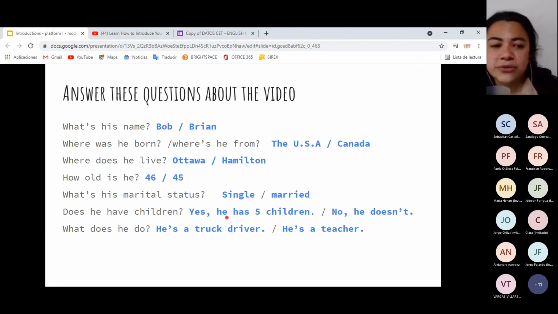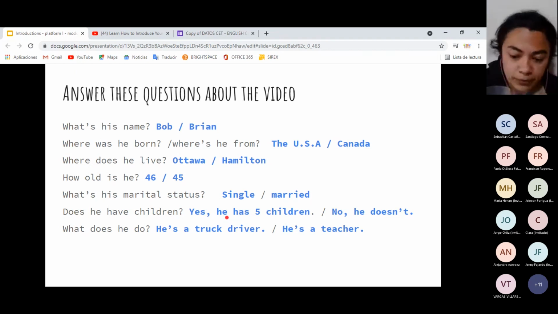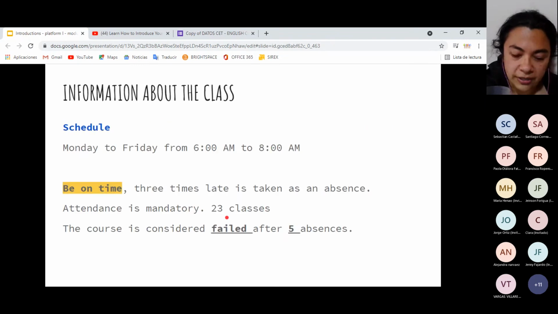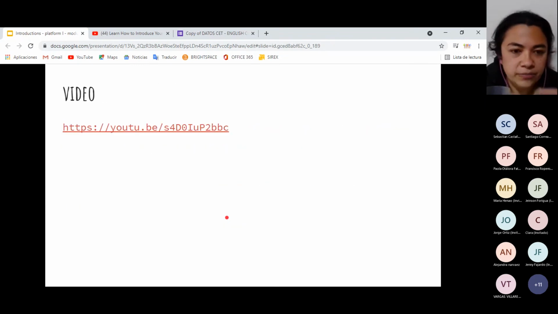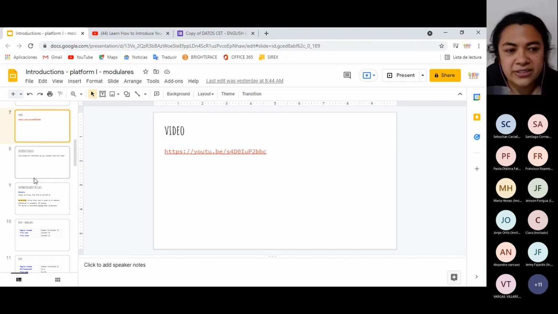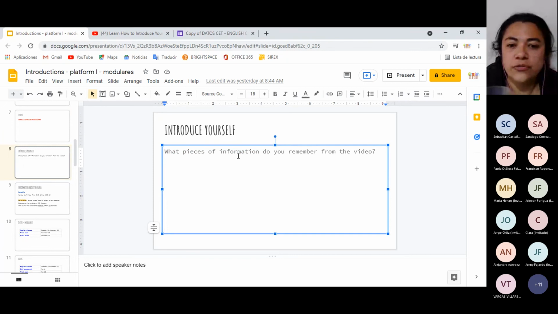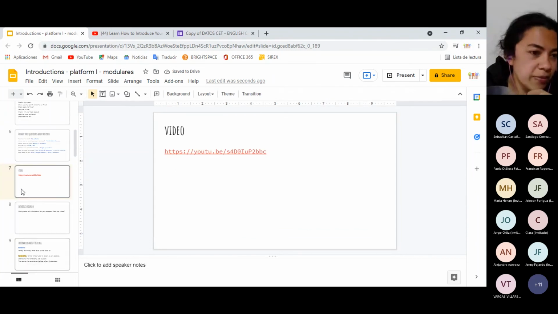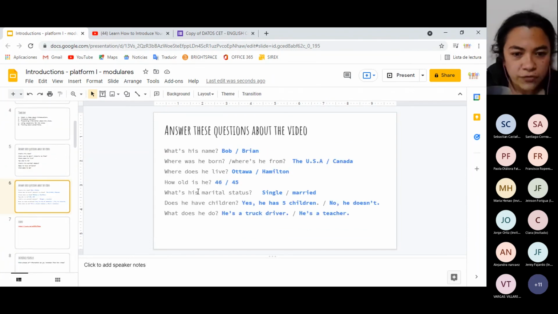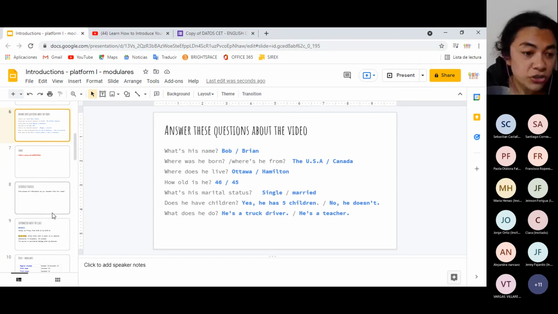All right. So guys, as you see here, we have some basic information to introduce yourself to the class. As you see there, he uses information like name, marital status, age, etc. What information from the video do you remember he uses, guys? Oh, I mean the structure. What information does he use? Remember he uses at least 3, 4, 5, 6, 7 pieces of information.